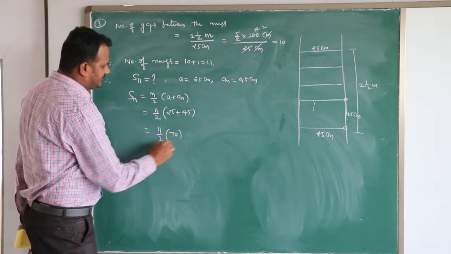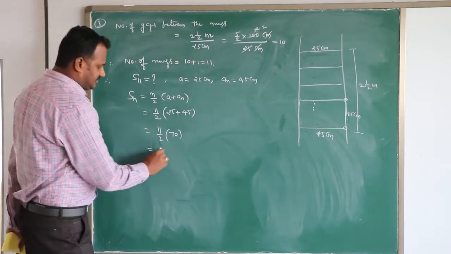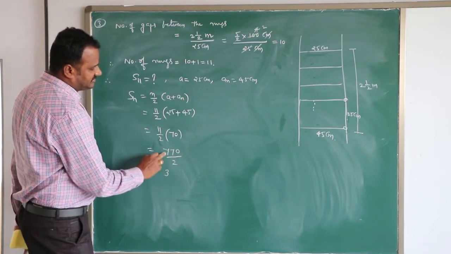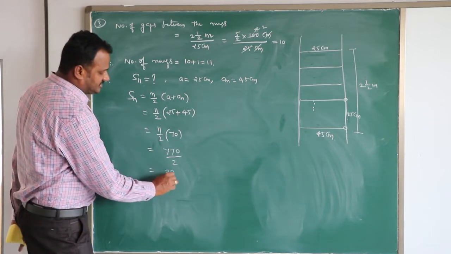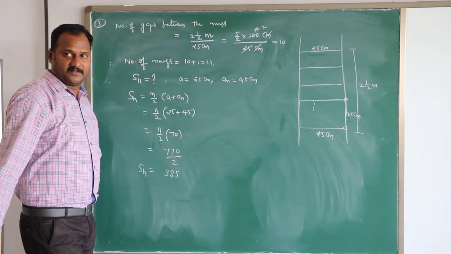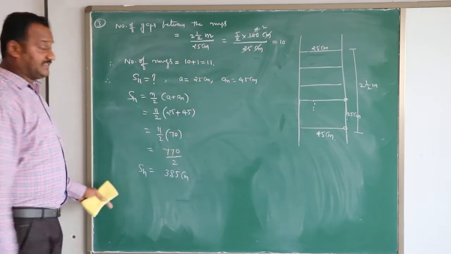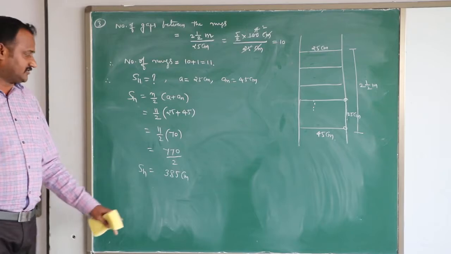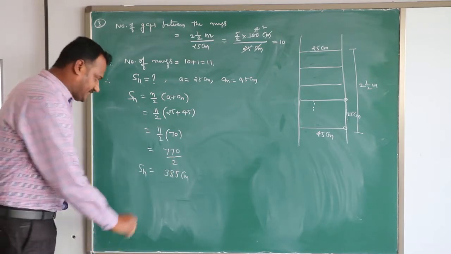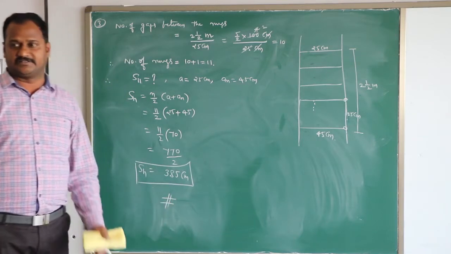70. Good. So 70, can we cancel? 11 into 70 is equal to 770 divided by 2, which is equal to how much? 385. What are the units? Centimeters, because we converted to centimeters only. Therefore, the length of the wood required for making the rungs is equal to 385 centimeters, or else 3.85 meters. Hope you understand, right?